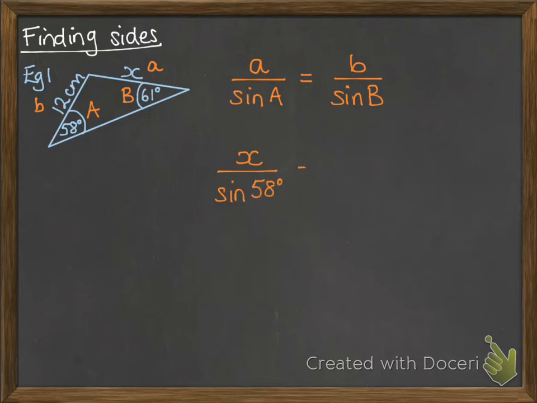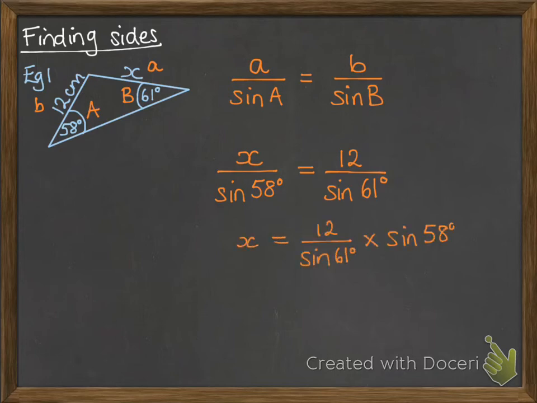Next, substitute in the values that we know. So we can replace the capital A and the b's to look like this. Now we need to rearrange. So at the moment it's saying x divided by sine 58 equals 12 over sine 51. So let's move that divided by sine 58 away from that x by multiplying by sine 58 like this. Then all you have to do is plug it into your calculator.